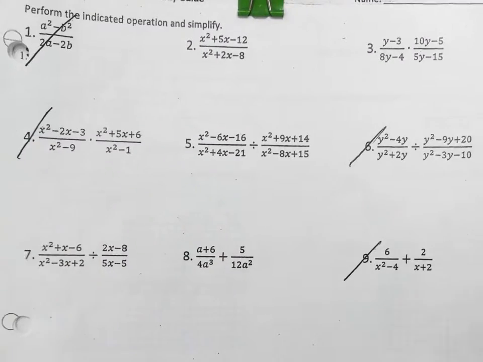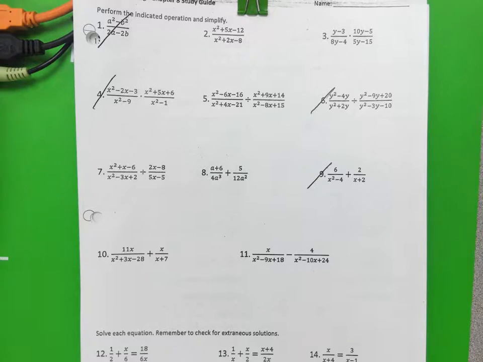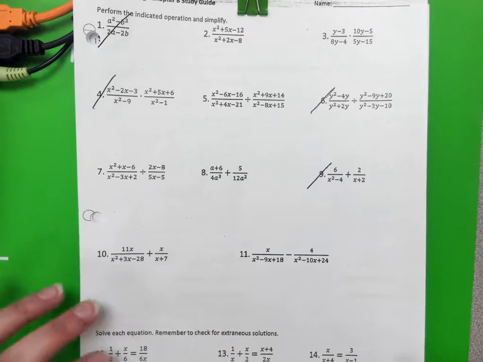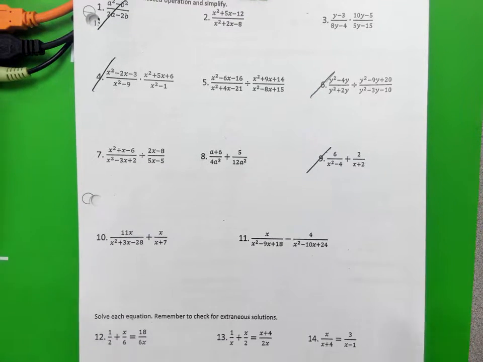Okay, so look at your study guide. Which ones on your study guide are like what we just did? Just flip to the next page. 12, 13, and 14. Why are they like what we just did? What do they have? They have that equal sign.